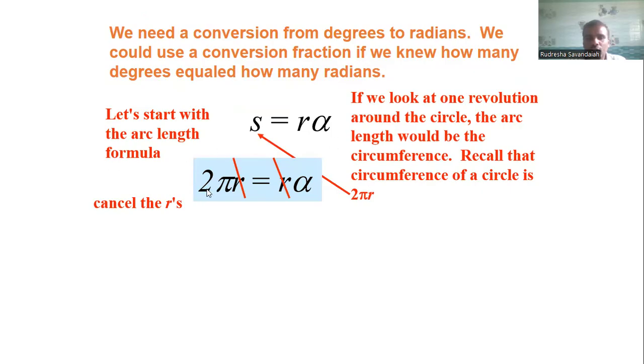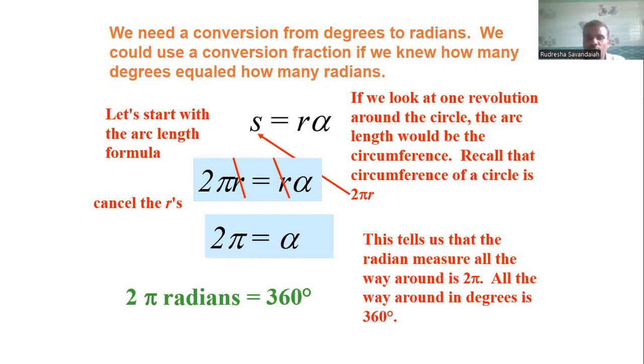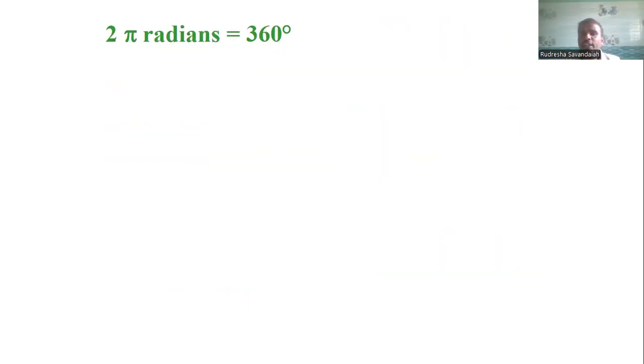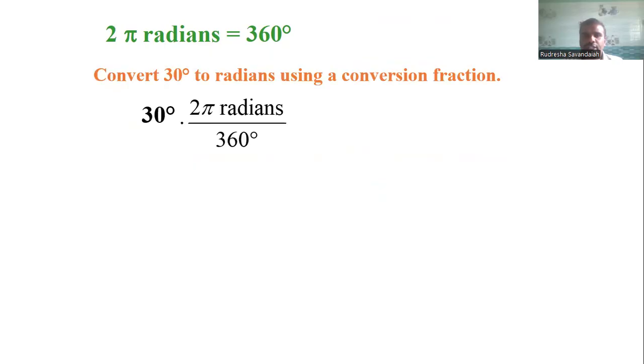Please look here. Let's start with the arc length formula: 2 pi r is equal to r alpha. Here r gets cancelled on both sides, remaining alpha is equal to 2 pi. So 2 pi radians is equal to 360 degrees.